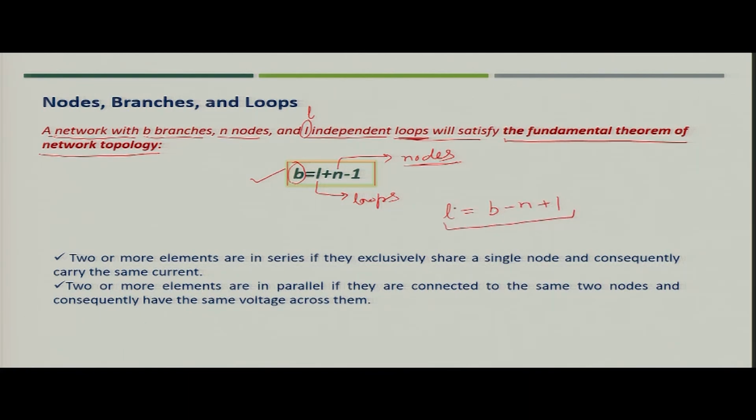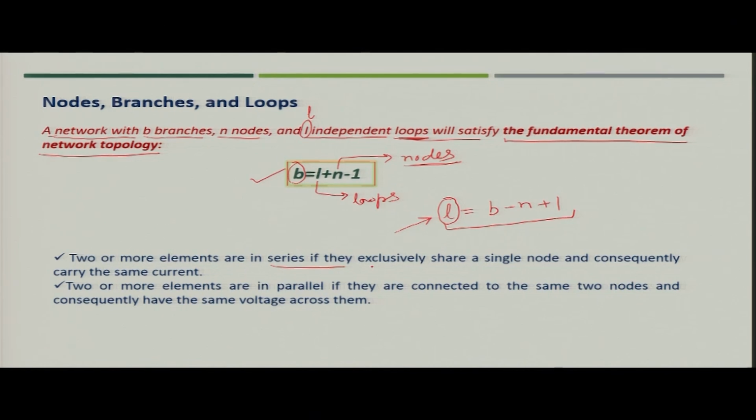So, you can count the number of loops which you have created and check whether the number of loops satisfies this particular theorem or not. If it is satisfying, it means that you have precisely identified the number of loops in the circuit.